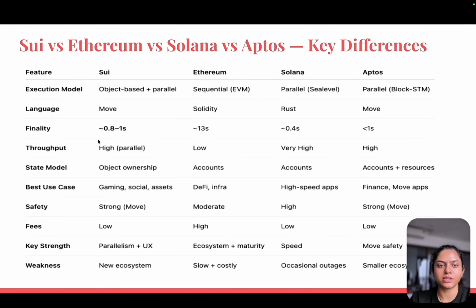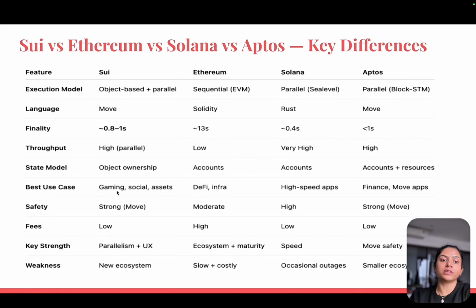Finality: Sui's block finality is 0.8 to 1 second, Ethereum takes about 13 seconds, Solana 0.4 seconds, and Aptos less than 1 second. Throughput is high and parallel for Sui, and Ethereum is low. Solana is also very high, and Aptos is also high. State models: in Sui all the objects have their ownership, Ethereum is account based, Solana is also accounts, and Aptos is account plus resources.